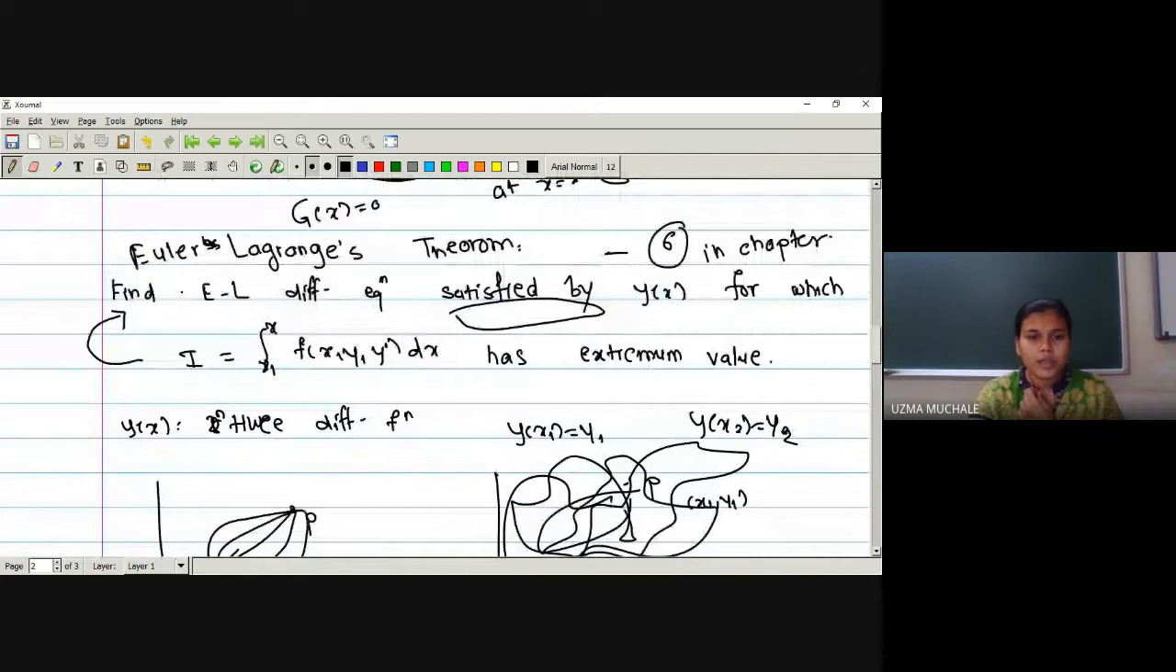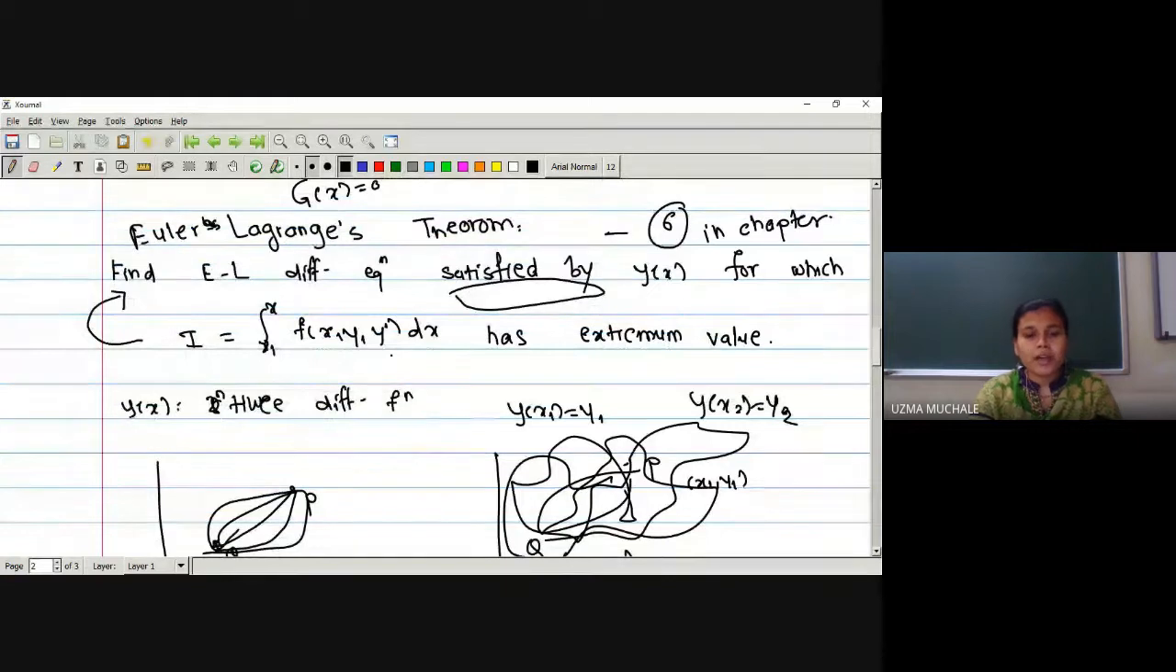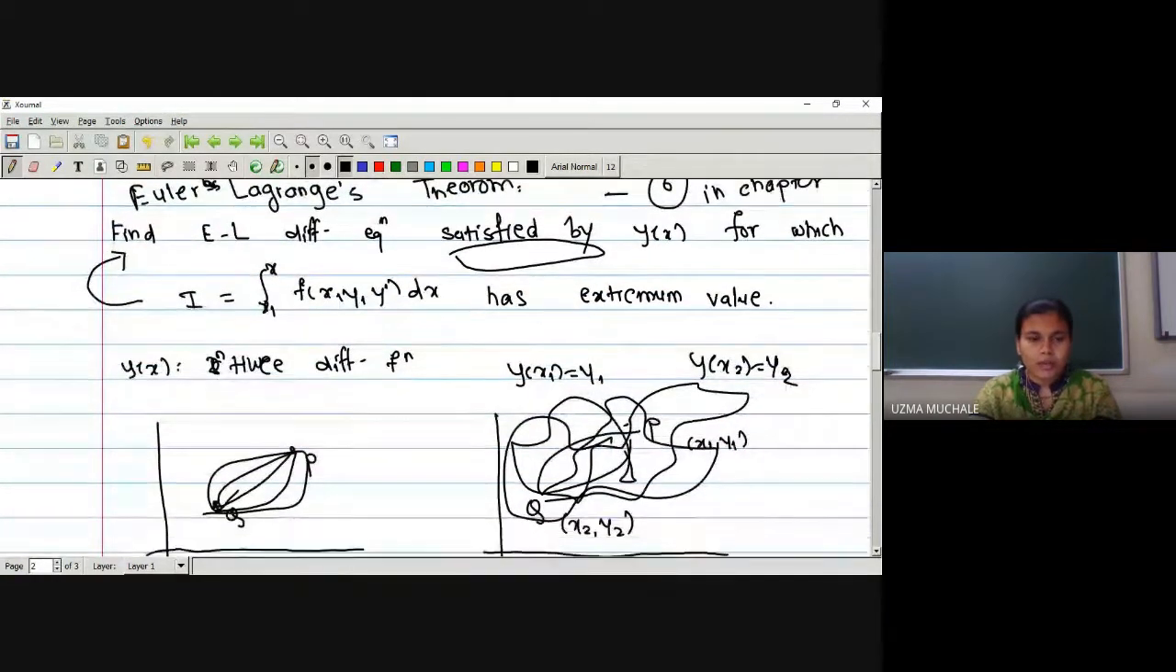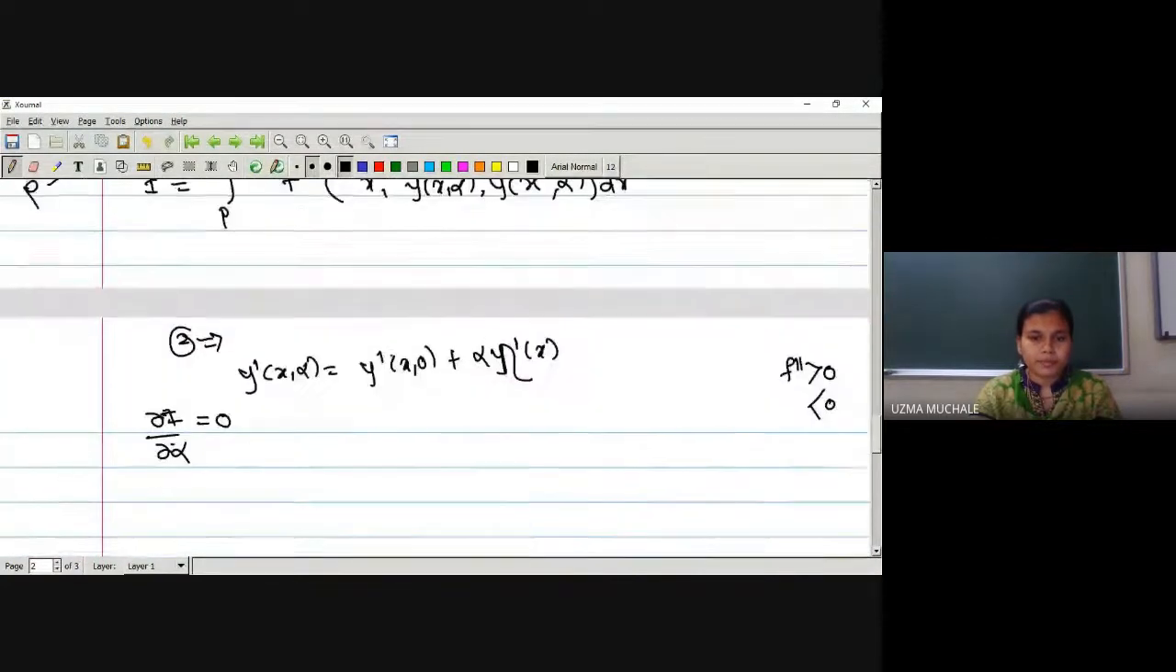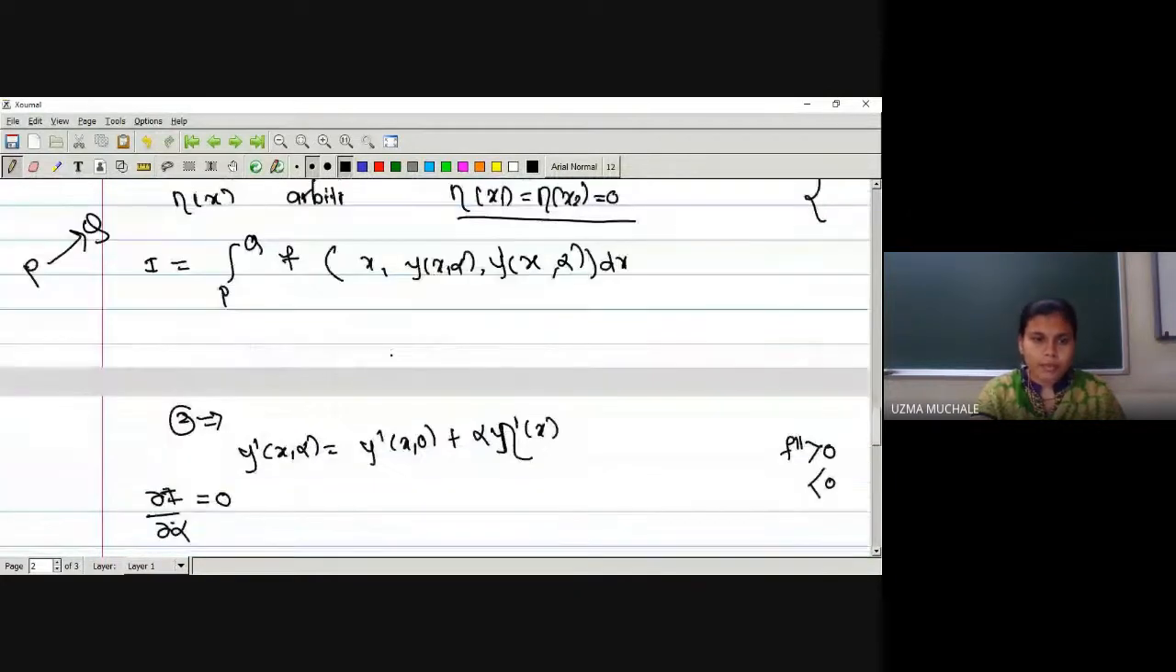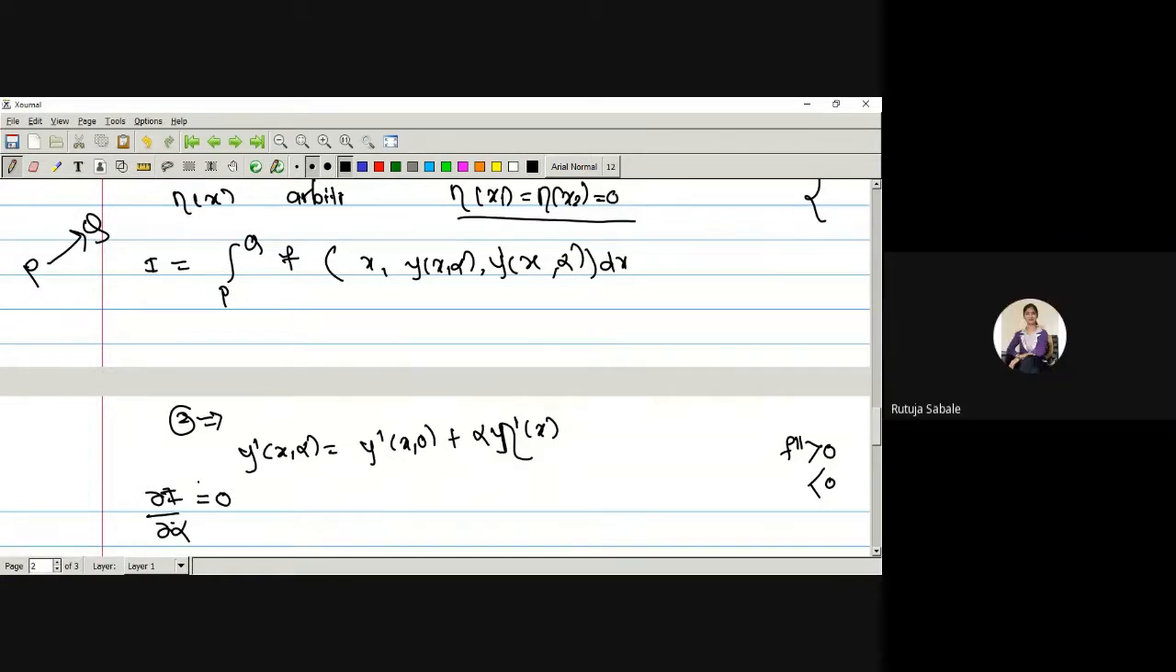Let me find the Euler-Lagrange equation satisfied by eta of x for which the value of integration should have an extremum value. Simply writing y or y dash, we have written it in terms of y of x, alpha and y dash of x, alpha, because the equation of y of x, alpha is nothing but the infinitely many paths. We have to find the Euler-Lagrange equation in such a way that the value of integration should be extremum. So to find the extremum, we have to differentiate this equation I with respect to alpha and equate it to 0, so that we can find the extremum. Right?